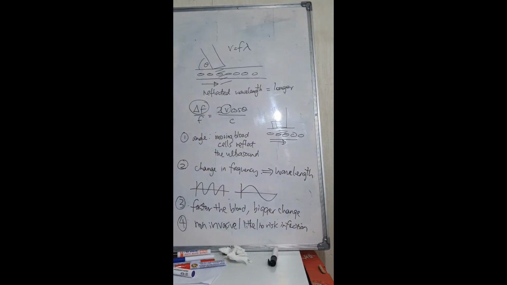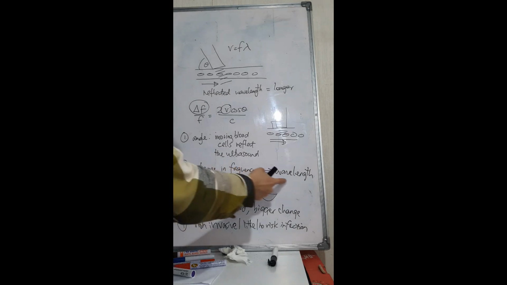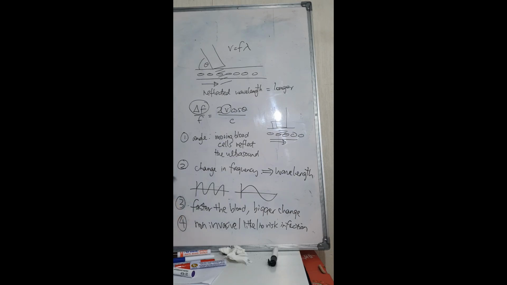Okay, so number 1, if it was 90 degrees, it's very hard to detect the changing wavelength. So it is at an angle, the moving blood cells will reflect the ultrasound. Number 2, there's a change in frequency. That's how we can detect the speed of blood. Also, the change in frequency would mean that the wavelength is also changing. The faster the blood, the bigger the change. And because we're using ultrasound, it is non-invasive, little or no risk of infection.